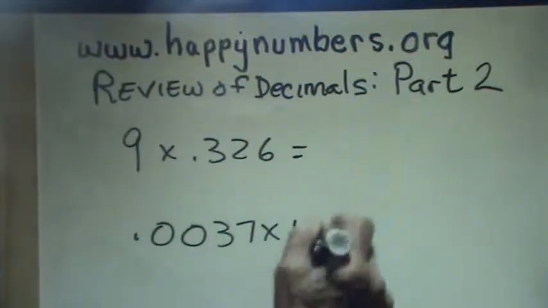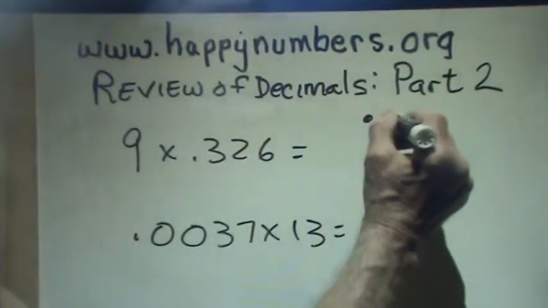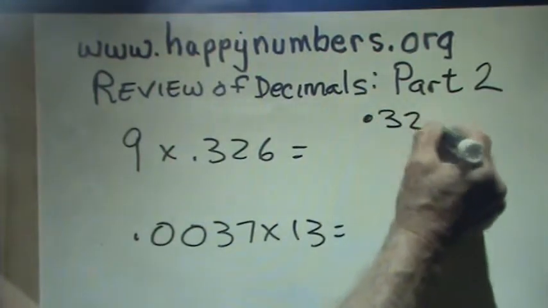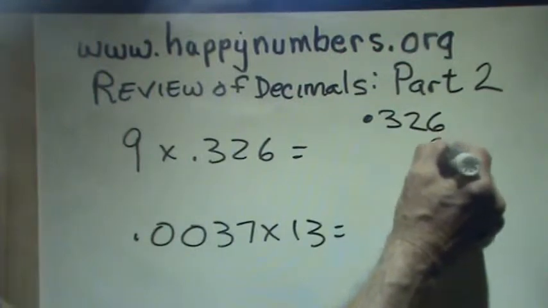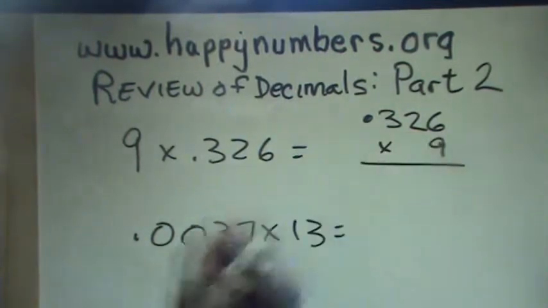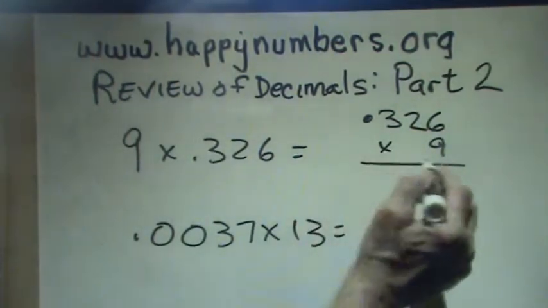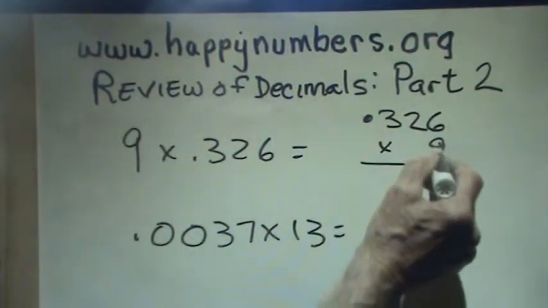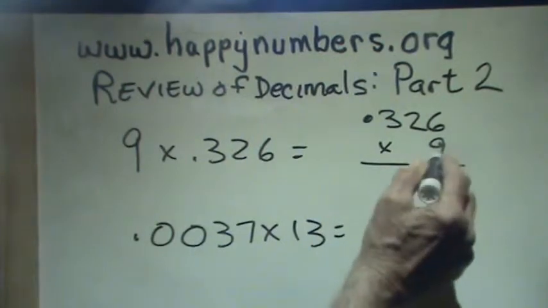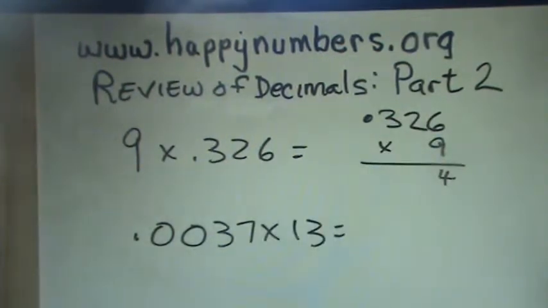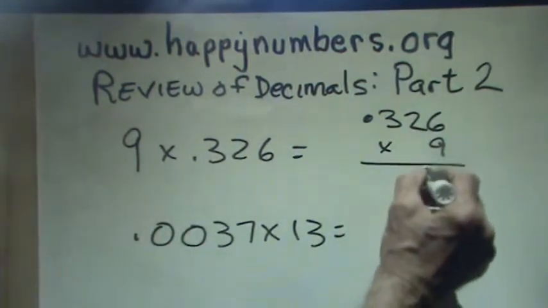All right, let's see how you did here. First one, we have 326 thousandths times the whole number 9. And of course, we don't do anything with the decimals. We just do the multiplication first. 9 times 6, 54. Carry the 5. 9 times 2 is 18 and 5: 18, 19, 20, 21, 22, 23.